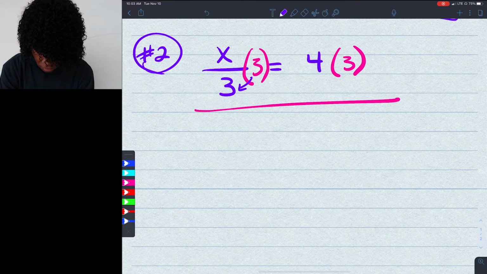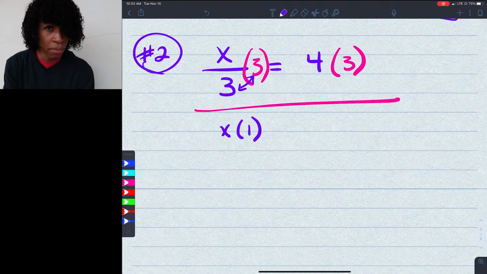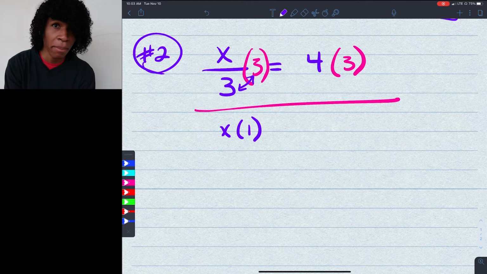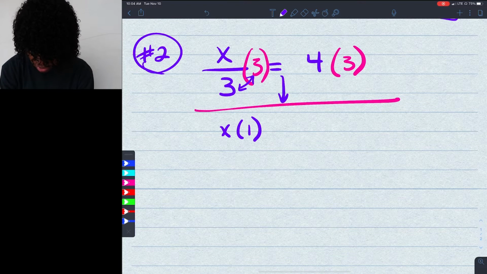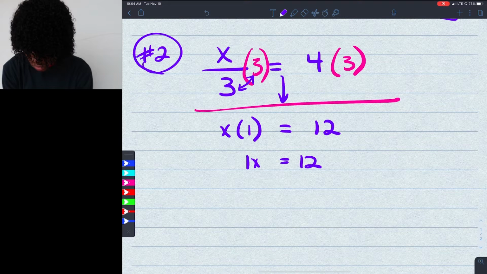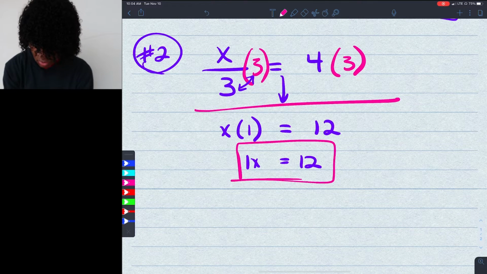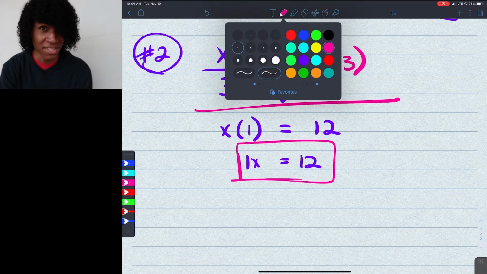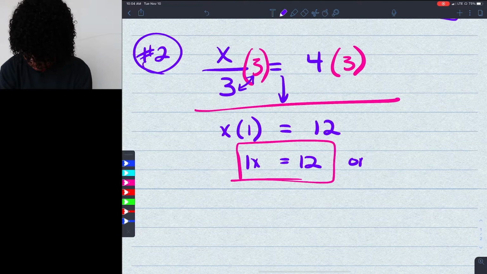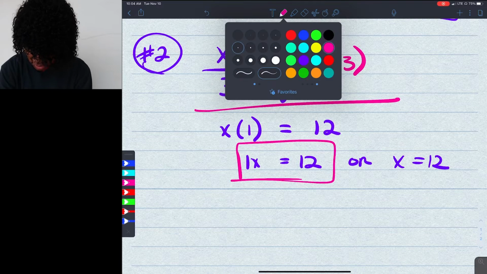3 divided by 3 is 1. So I'm going to do x times 1 because 3 divided by 3 is 1, and then I multiply that by the top, which is x. Bring down your equal sign. 4 times 3 is 12. 1x equals 12. Circle that. Or, if you want to be nice and clean, x equals 12. Okay?